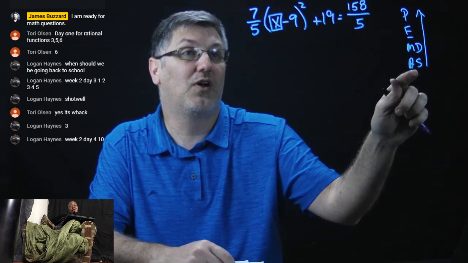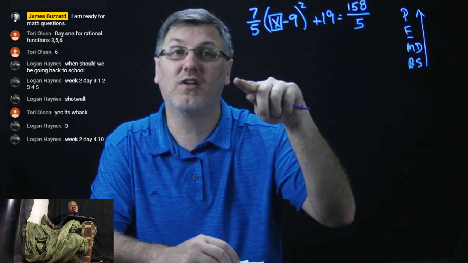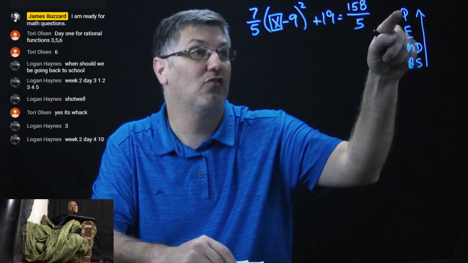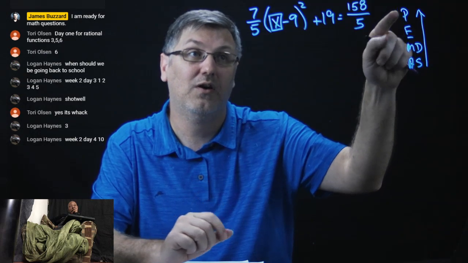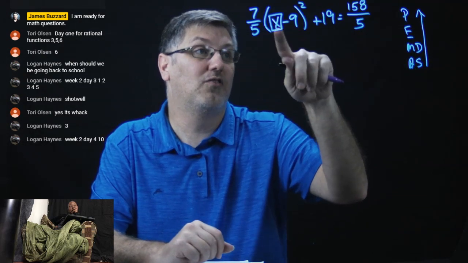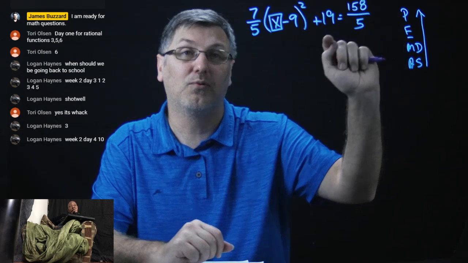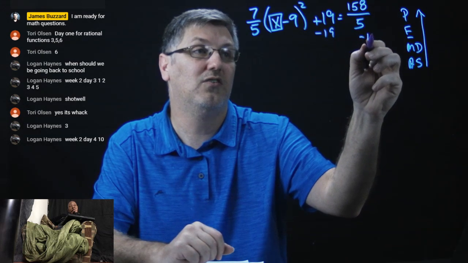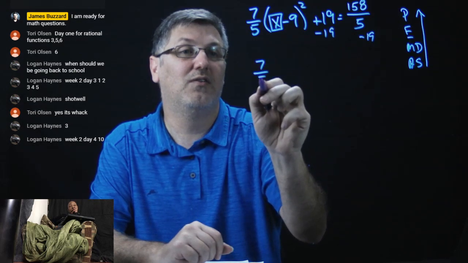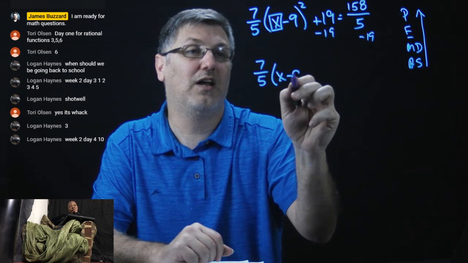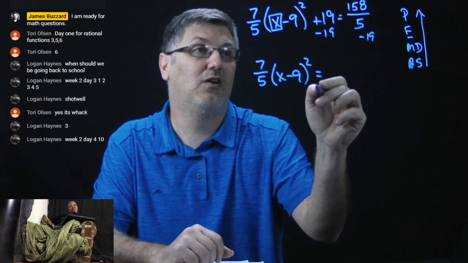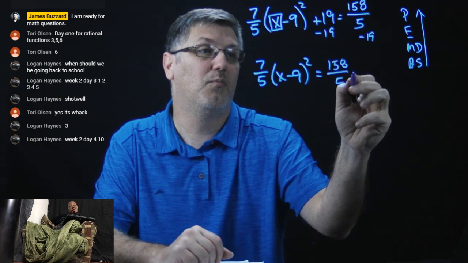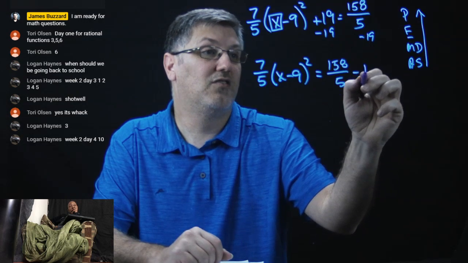All right, so add and subtract. Am I adding and subtracting anything to this x? The answer is yes. I'm adding 19 that's outside the parentheses, because if you notice, the parentheses will be the last thing I do. So everything on the outside of the parentheses we have to do first before we get to the parentheses. So I'm adding a 19, so I need to subtract 19 from both sides. And this is going to give me 7/5 times x minus 9 squared equals, well, 158 over 5 minus 19.